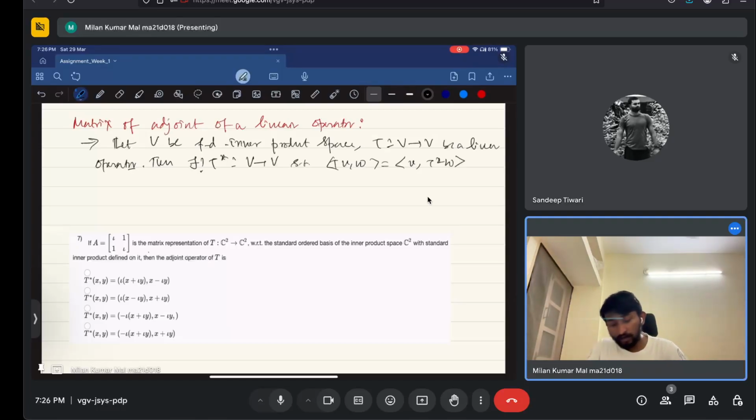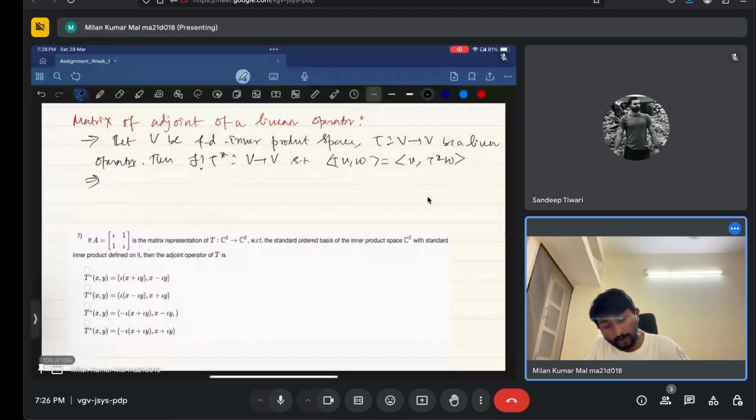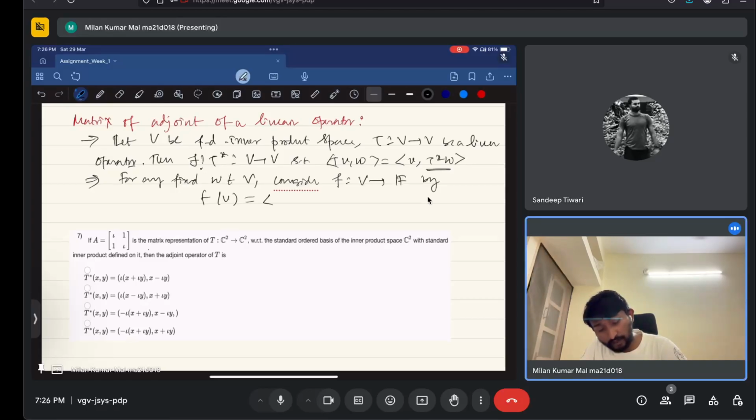How will this happen? This is very interesting. It will come from the uniqueness. Why will we have this uniqueness? We just want to find T star W, for example. So for any fixed W in V, consider f from V to the field F by f of V equals the inner product of TV with W. This is a linear functional, right? Why is this linear? Because T is linear, so that's why f is linear.